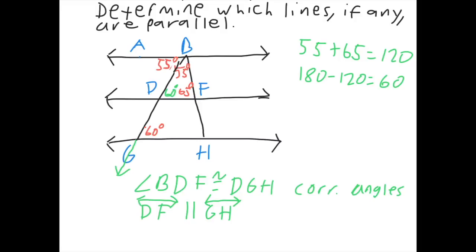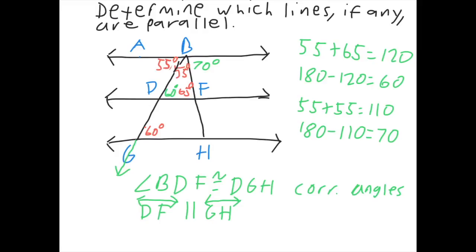Another thing I look at is we see that this angle right here is 55 degrees and this angle right here is 55 degrees. Well, 55 plus 55 will give us 110, and those three angles here make a line. So that means 180 minus those two angles will give us the third angle, which is 70. So we know this right here is 70.